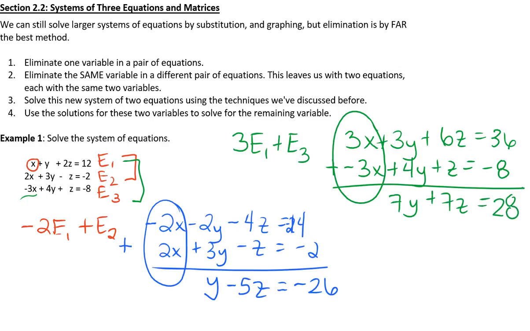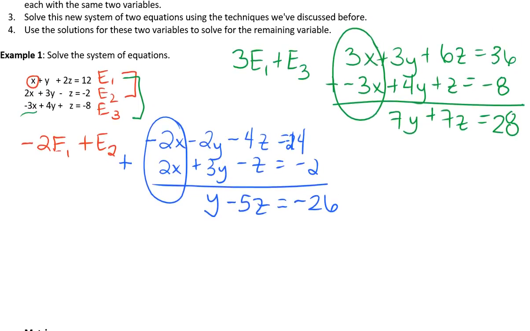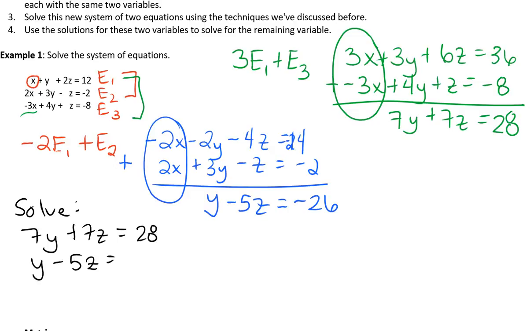So now we have a new system of equations that we're trying to solve, and that system involves only the variables y and z. So that system we would like to solve is 7y plus 7z equals 28, and y minus 5z equals negative 26. So now that we have a system of two variables, we can go ahead and use any of the techniques that we've discussed before.